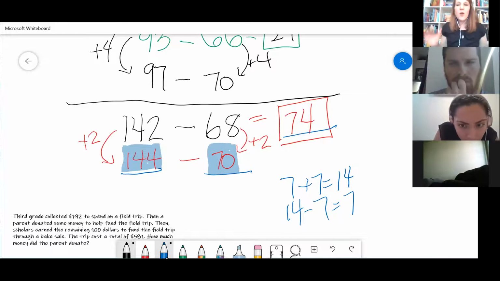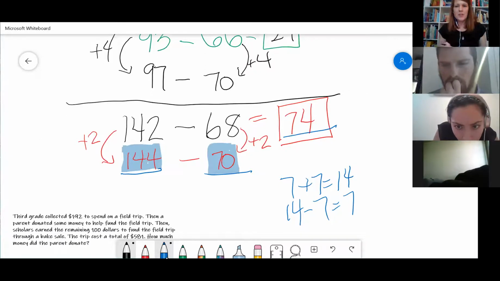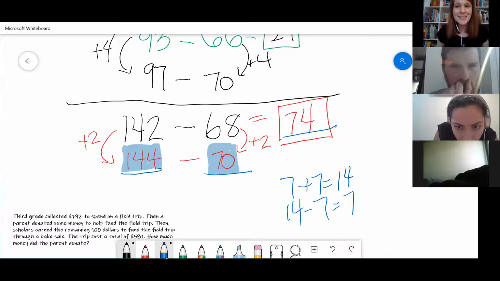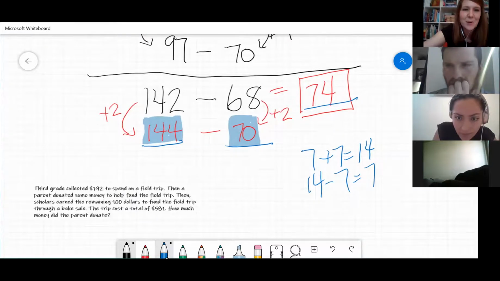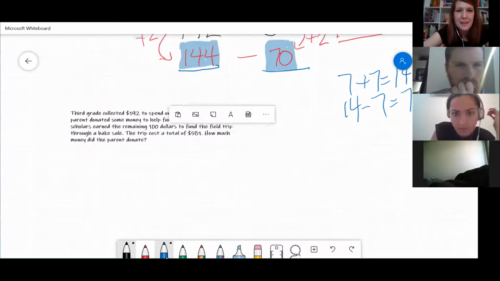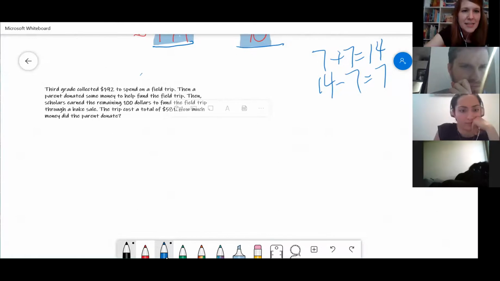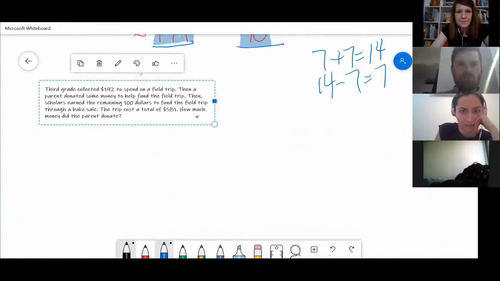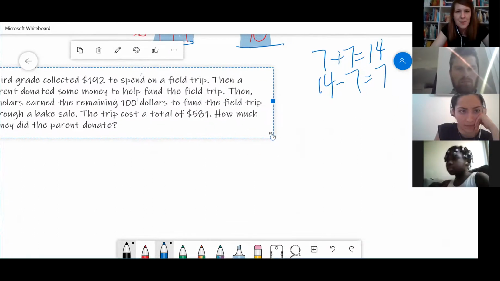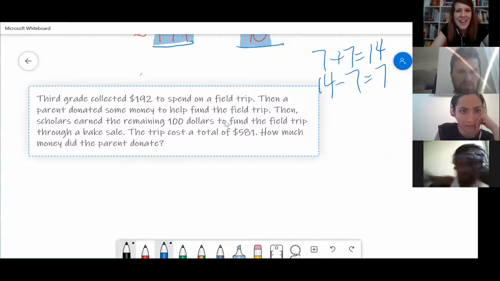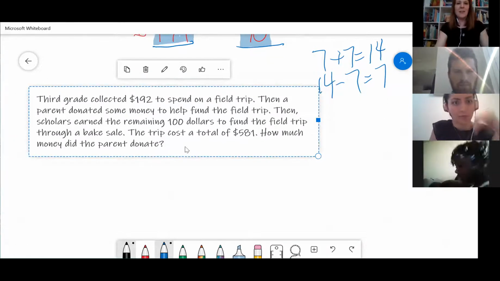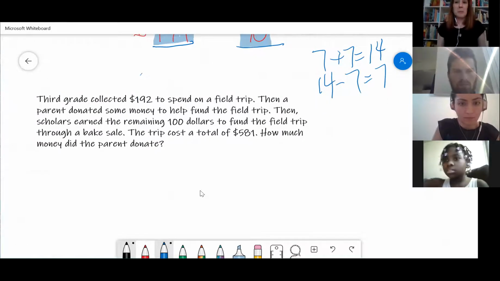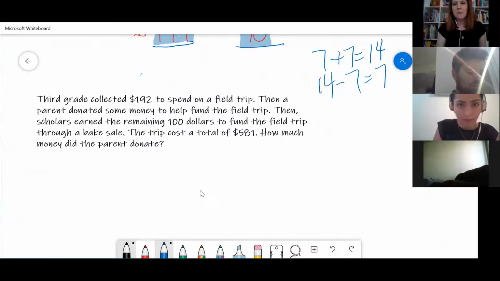Okay, scholars. So now that we've had a little chance to practice constant difference, I want to see today if you can use it in your number story today. So let's get to our number story. I'm going to make it a little bit bigger for us so we can all see it. So today, our number story is all about the 3rd grade going on a field trip. And like I said before, boy, I hope we can get back to school by June, so maybe we can go on a field trip.